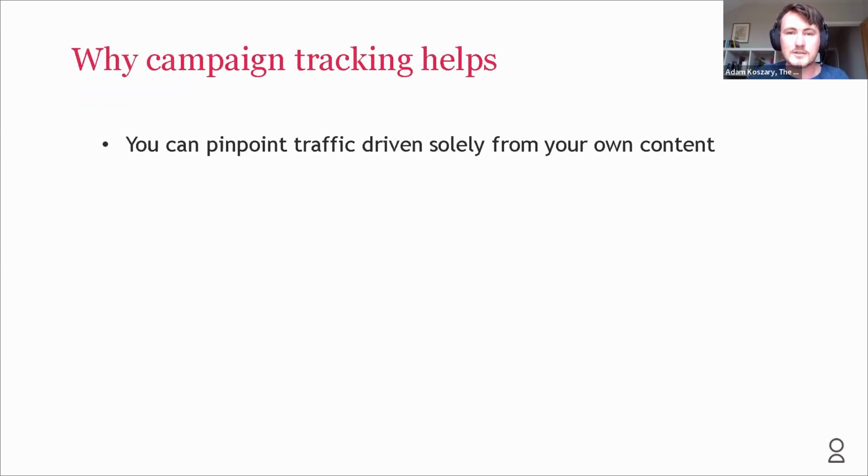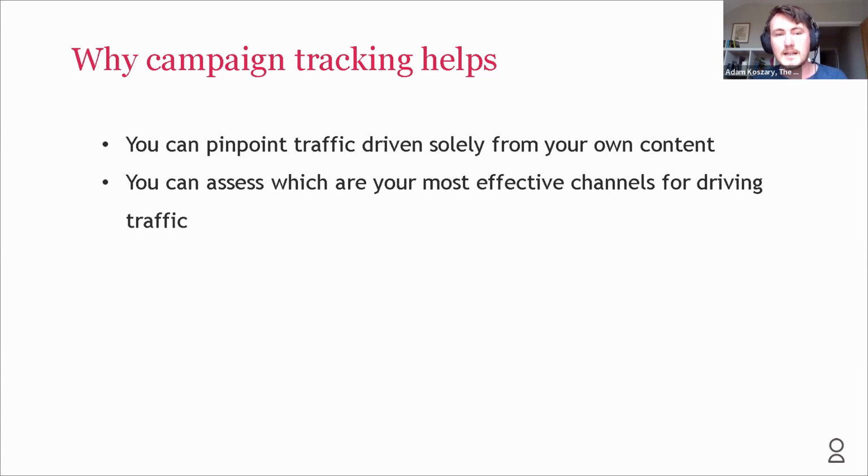So why campaign tracking helps is exactly as I've just said. You can pinpoint that traffic driven solely from your own content. And by doing so, you can assess which are the most effective channels for driving that traffic. So you could be putting loads of effort into trying to get people to click links on things like Twitter or through Instagram stories, but your data may be telling you that actually more people, a vast majority, are clicking through Facebook, which means that you could instead focus your efforts on those less effective channels on things like pure engagement, rather than trying to force people onto your website when they don't really want to get there.